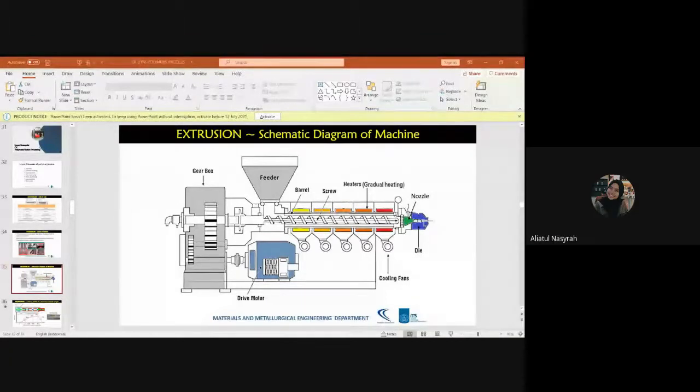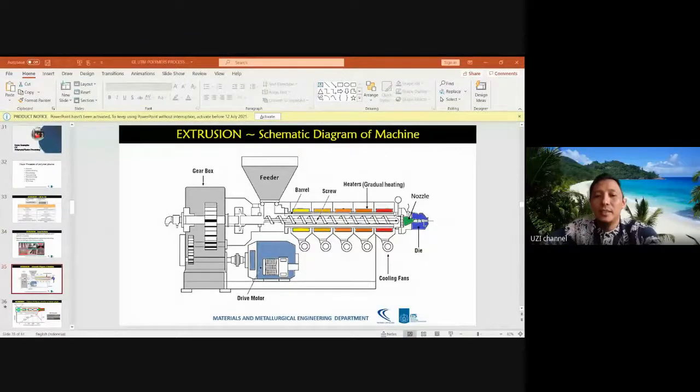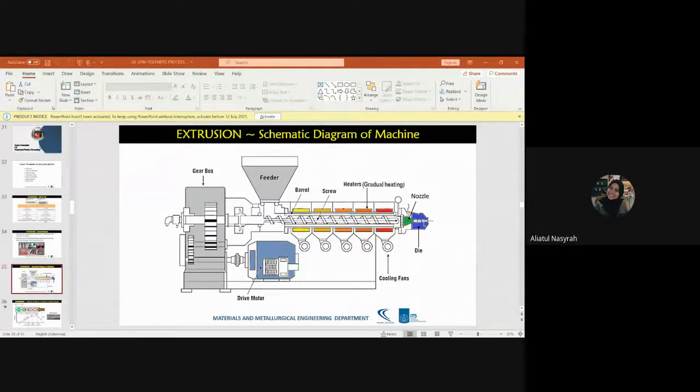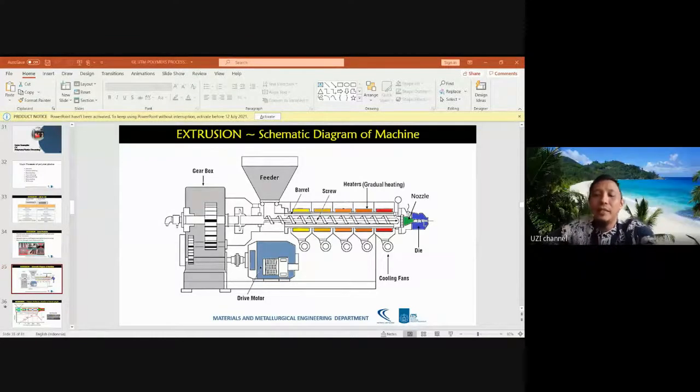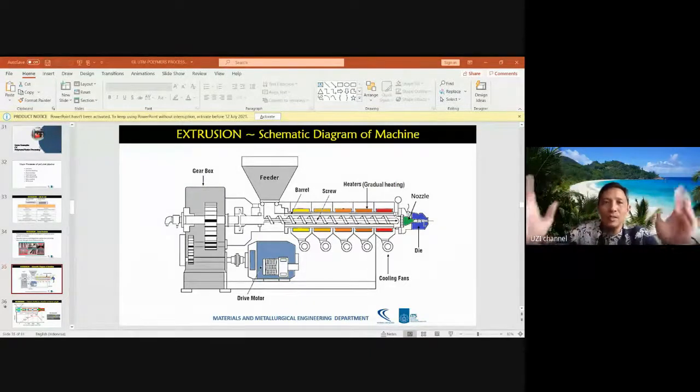Aliatul Nashra asks: can injection and extrusion use the same machine for parts like the screw, because the difference is at the mold and die, right? Yes, we can use this. We can do injection molding with the extrusion. In all injection machine designs, usually they have the extrusion part.